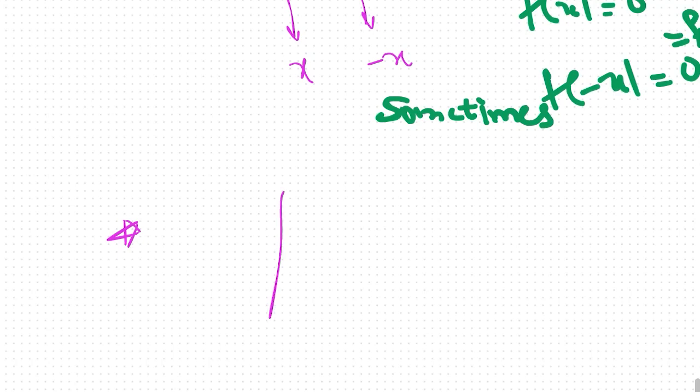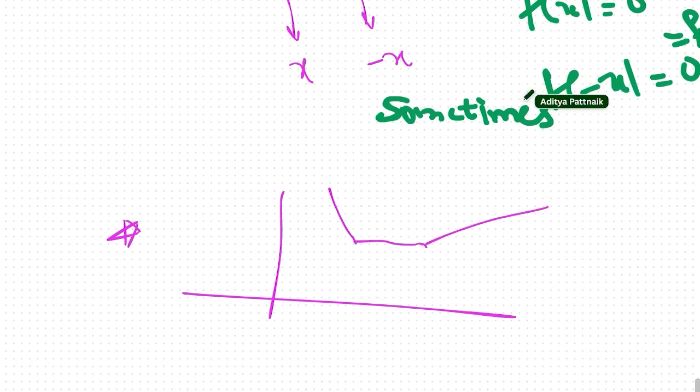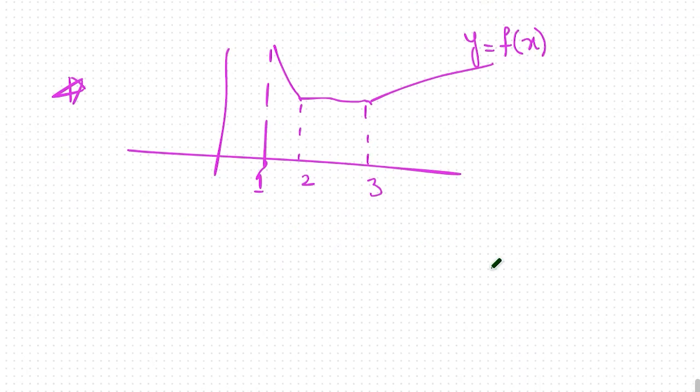Okay, let's say the graph of a function is given like this. This is 1, this is 2, 3. So this is y is equal to f of x. Draw the graph of g of x, which is negative of f of x minus 3, minus 3.